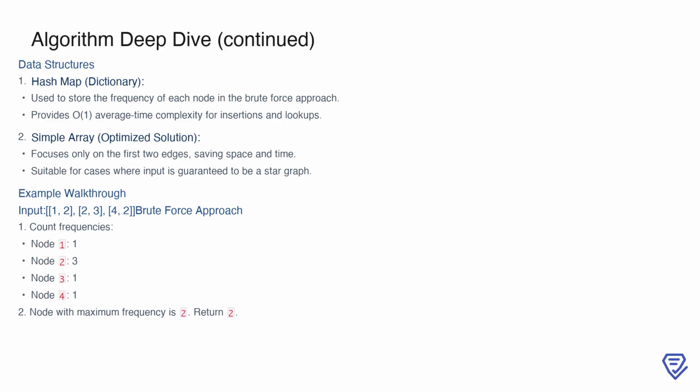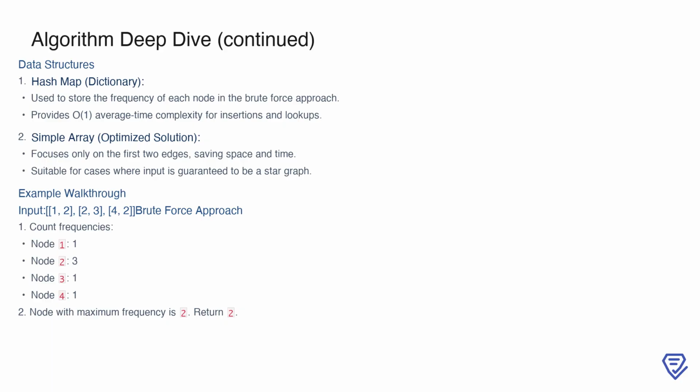To implement these solutions effectively, we can use different data structures. For the brute force approach, a hash map, or dictionary, is used to store the frequency of each node. This data structure allows for O(1) average time complexity for both insertions and lookups, making it efficient for counting node occurrences. On the other hand, the optimized solution requires no additional data structures beyond a simple array for storing the edges. By focusing only on the first two edges, this approach saves both space and time.